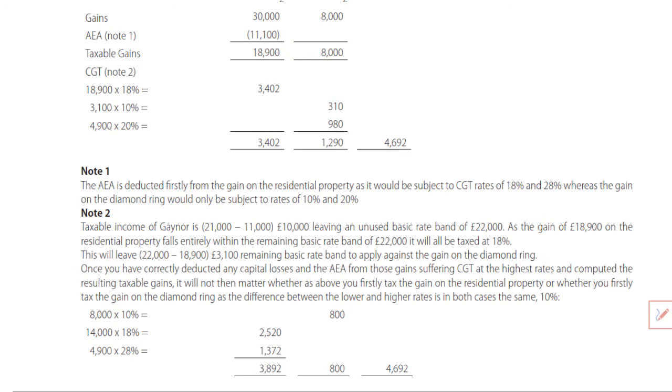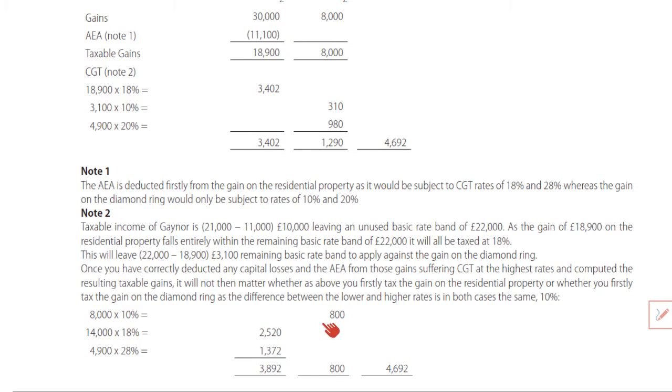However, once you've correctly deducted any capital losses and the AEA from those gains suffering CGT at the highest rates and computed the resulting taxable gains, it won't actually matter whether you tax the £18,900 first, as we did, or whether you tax the £8,000 first. Because the point is that there's the same 10% differential in tax rate between the lower and higher rates.